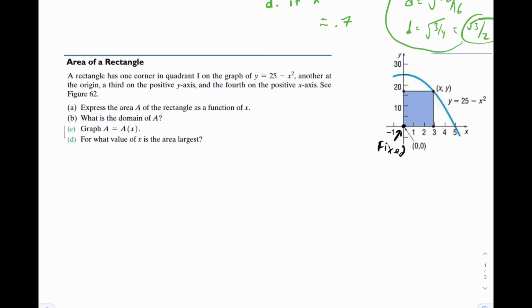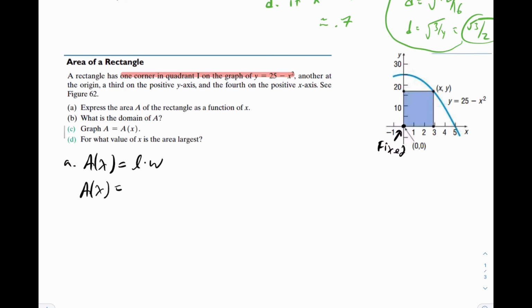A third point on the x-axis and the fourth point on the positive x-axis. And notice how one corner is important. One corner is on the graph given. Express the area. So let's write A. The area is going to be A of x. That's going to equal, well, for any rectangle, we should recall that that's length times width.